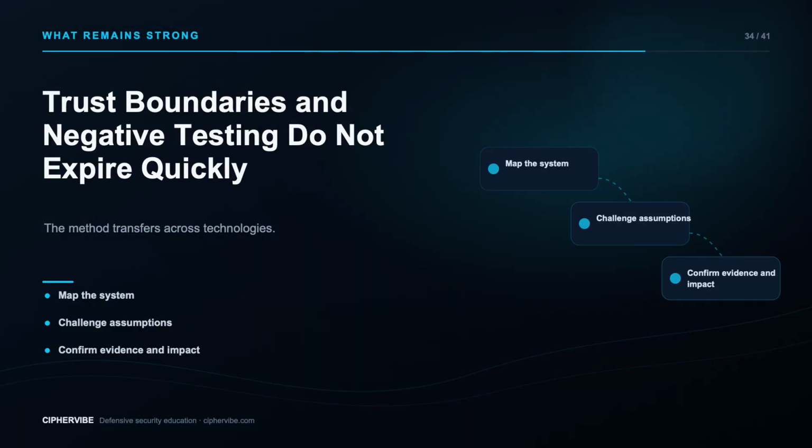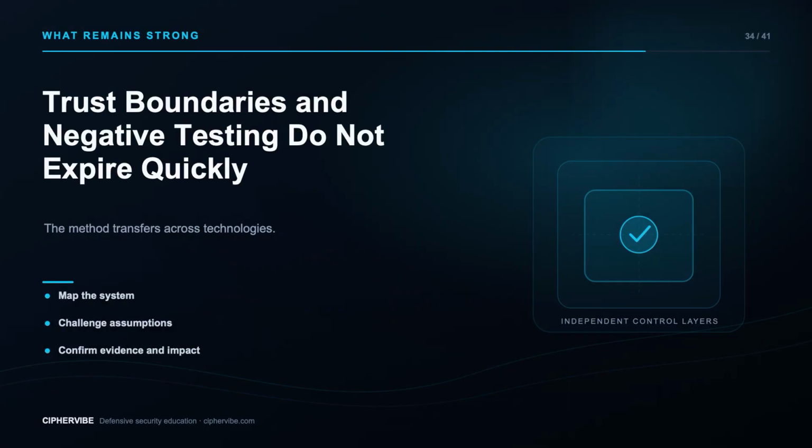What remains strong is the habit of mapping the system, tracing data and identity, challenging trust assumptions, testing negative paths, understanding application-specific logic, and connecting evidence to root cause. Frameworks change. Those questions still guide effective security work.